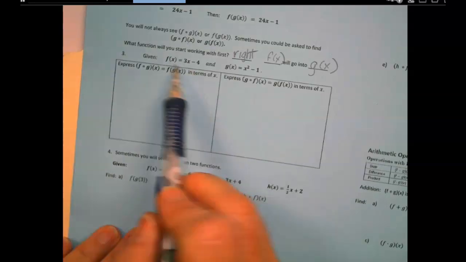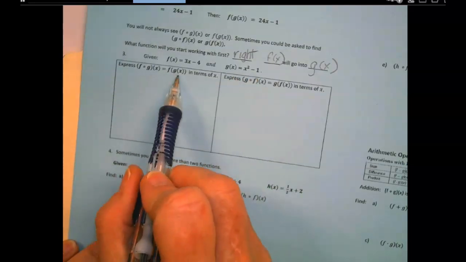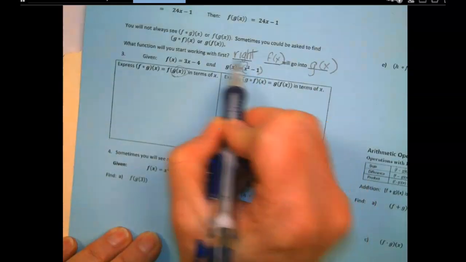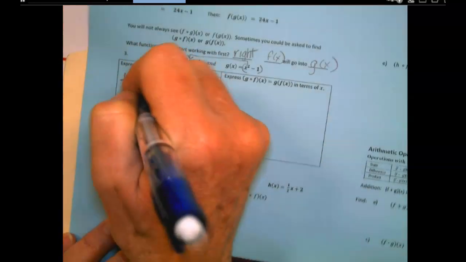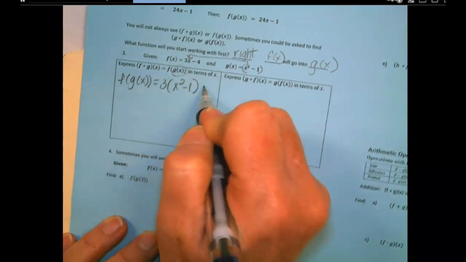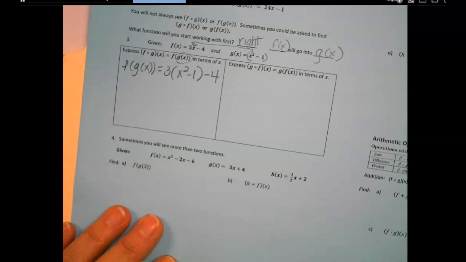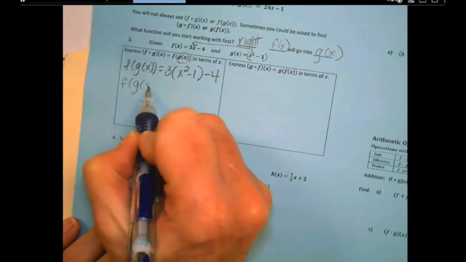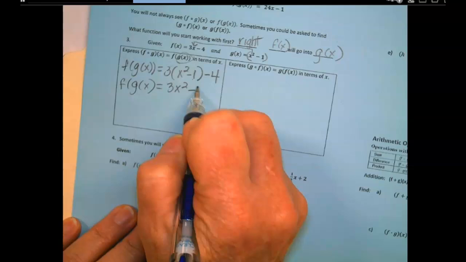So on number 3, y'all, when I'm given f of x equals 3x minus 4 and g of x is x squared minus 1, if I'm finding f of g of x, that means I'm going to put my g of x, which is this, and I'm going to substitute this into the f function. So when I do that, I'm going to have 3 times x squared minus 1 minus 4. And so now, next I need to distribute the 3. So I get 3x squared, and I have minus 3 minus 4, and that's going to give me minus 7.